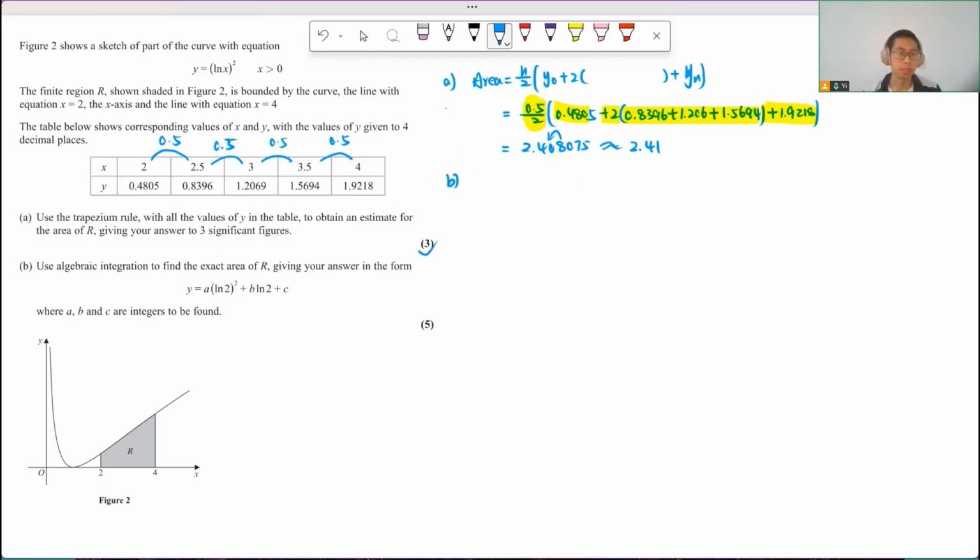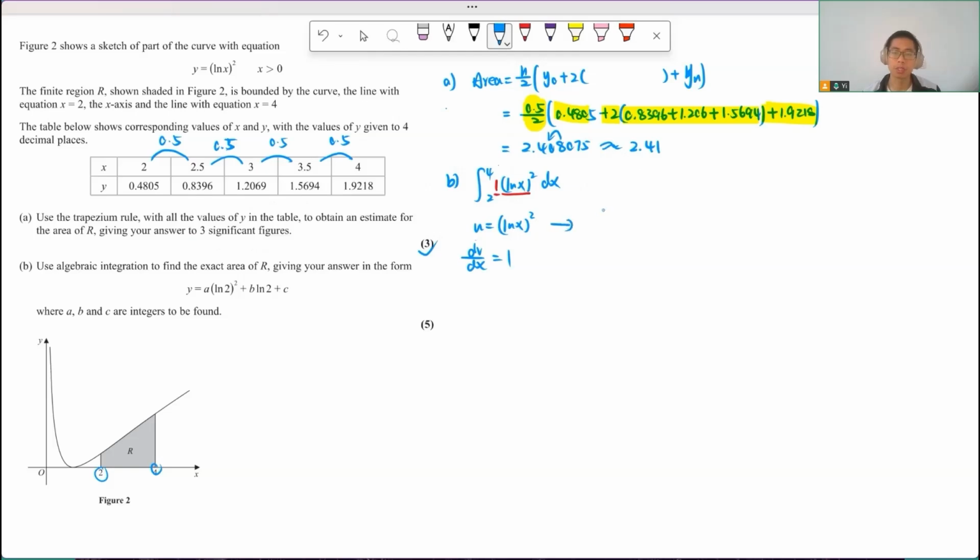And then part B, we need to actually integrate it. Since the limits are between 2 and 4, we integrate between 4 on top and 2 at the bottom, (ln x)² dx. Every time you see a ln in the integration, you always use integration by parts. We always let u be the ln part, so u equals (ln x)², and then dv/dx has to be equal to 1. You can imagine this is like 1 times (ln x)². If we let this one be u, then 1 has to be dv/dx.